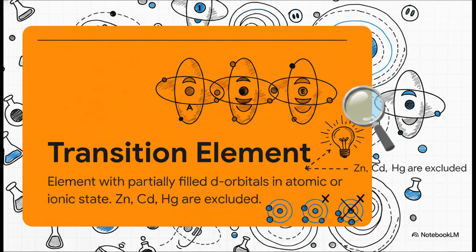But listen up, because there is a classic absolute trap of an exam question right here. Zinc, cadmium, and mercury are physically sitting in the d block, sure, but they are technically not transition elements. Why? Because their d orbitals are completely filled with 10 electrons, no partially filled orbitals there. So definitely do not let that trick question catch you off guard on test day.